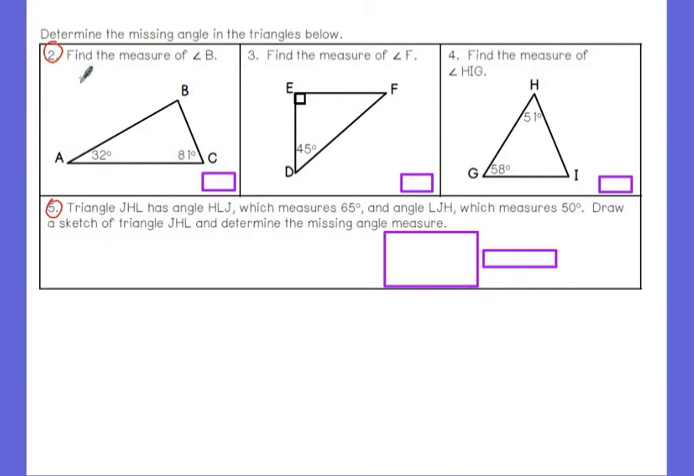Okay, the answer to number 2. I know 3 angles of a triangle should add up to 180. So 180 minus 32 minus 81, and I should get 67 degrees is angle B.